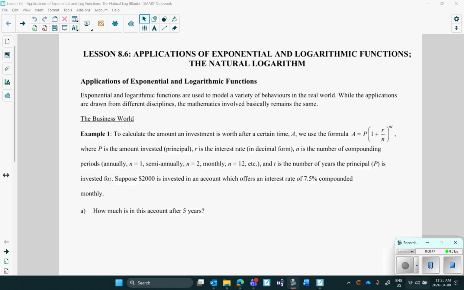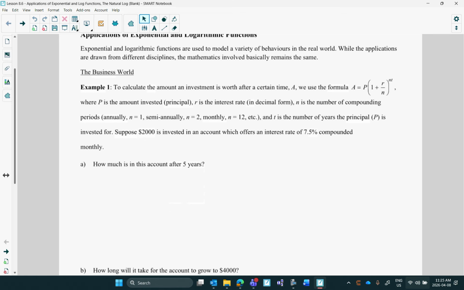So, just picking from a couple of different career areas, if we look at the business world. Here's the problem. To calculate the amount an investment is worth after a certain time, which we call A, we use this formula. P represents the principal, or the amount you invest. R represents the interest rate as a decimal. N represents the number of compounding periods, or number of times interest is calculated. If it's compounded annually, interest is calculated once a year. If it's compounded monthly, interest is calculated 12 times a year, etc. And T is the number of years that you leave your investment in for.